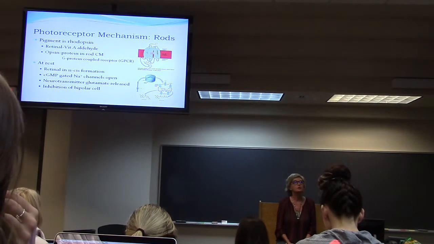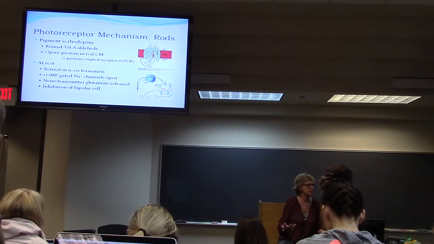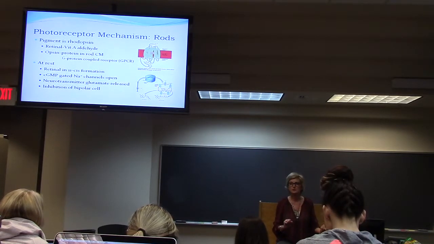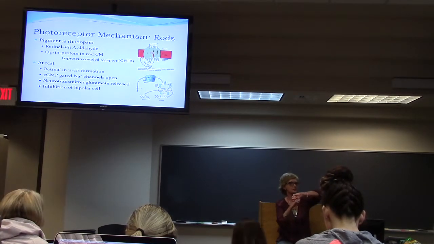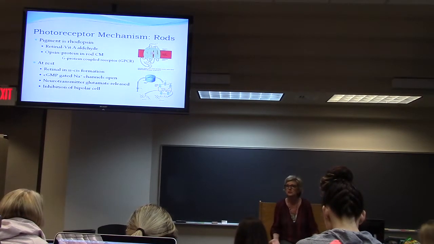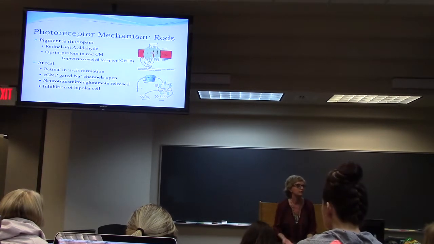And what glutamate, the neurotransmitter released from the rod photoreceptor cell, does at its synapse is inhibit the bipolar cell. So we can turn that bipolar cell on by closing the sodium gates. So this is at rest. 11-cis retinal is attached to opsin. Cyclic GMP is abundant in the interior of that cell. Sodium flows in.